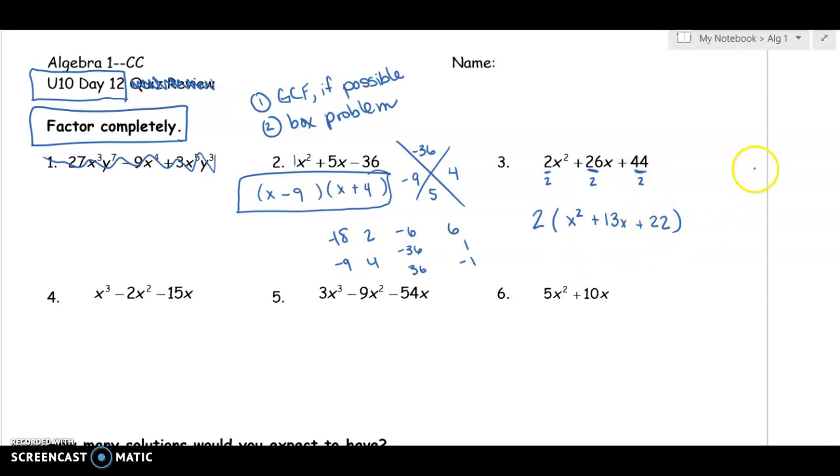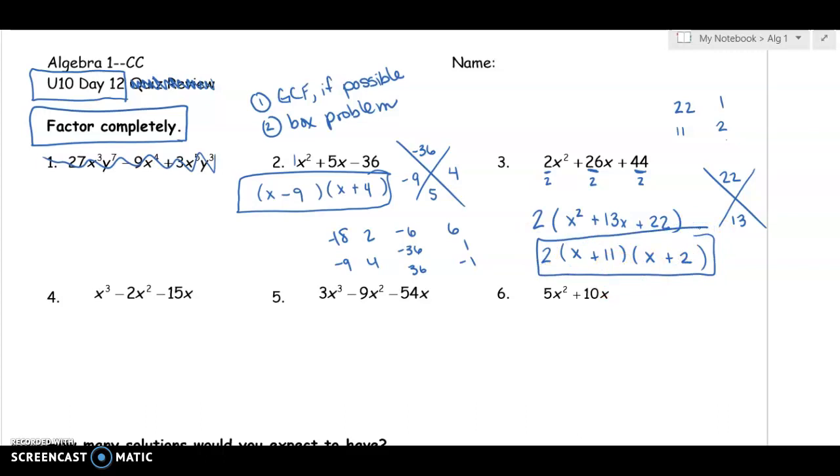And then from there, now we can do a box problem. It's got to multiply to be 22 and add to be 13. Think about all the numbers that multiply to be 22. The only ones that are going to work is 11 times 2. So we're going to have two sets of parentheses. The 2 is still out in front. Don't forget about the GCF. The x goes at the beginning of both parentheses, and then it's a positive 11, so plus 11, and a positive 2, so plus 2. After that, you are done. Don't solve, just leave it in factored form.